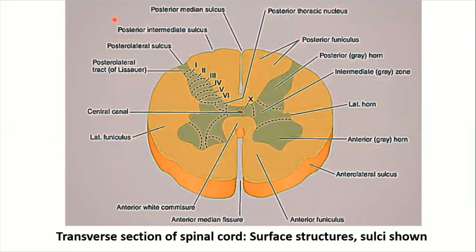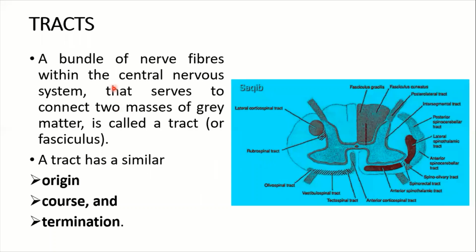So this is an enlarged picture of the same, showing the various funiculi: posterior, lateral, and ventral. The definition of a tract is a bundle of nerve fibers within the central nervous system that serves to connect two masses of gray matter, called a tract or funiculus. This is the repetition. A tract has a similar origin, course, and termination.